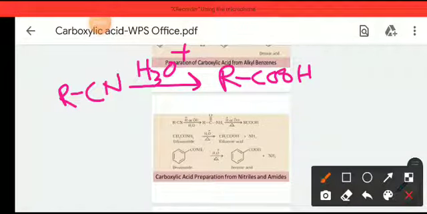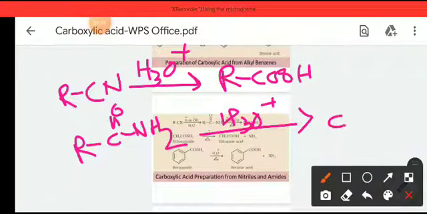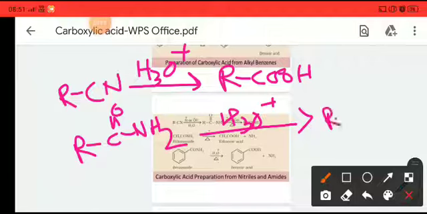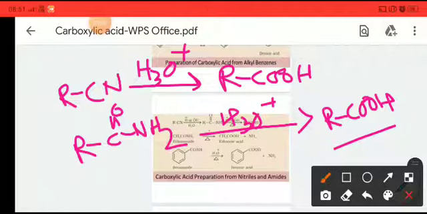On a similar note, if an acid amide, RCONH2, is there and we give this H3O+, it will also give acid, RCOOH. So whatever the reaction is, if it is alkyl cyanide, that is RCN, or acid amide, RCONH2, both of them, while reacting with H3O+, the mineral acid, will give carboxylic acid, that is RCOOH.